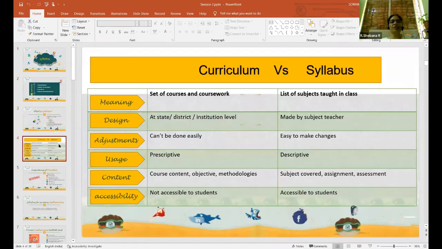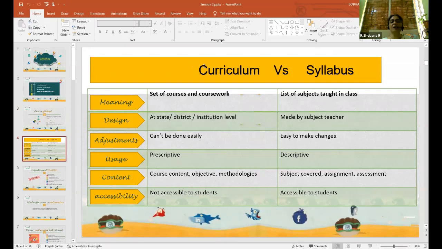Now let us see, we have been talking about curriculum since yesterday. So let's see just a few differences between curriculum and syllabus. I would say curriculum is the broader idea under which we have the syllabus. Curriculum is the set of courses and coursework in a very broad sense. So we can say the curriculum of mathematics for primary. It is a much broader umbrella.